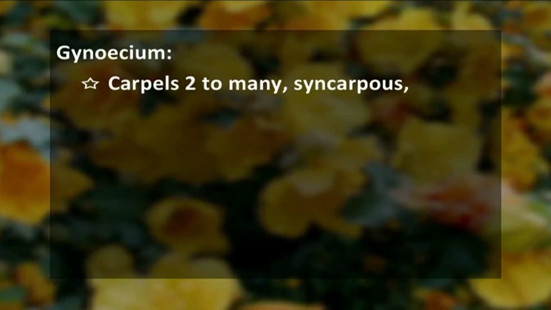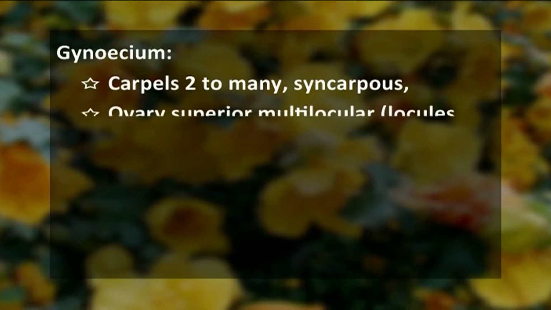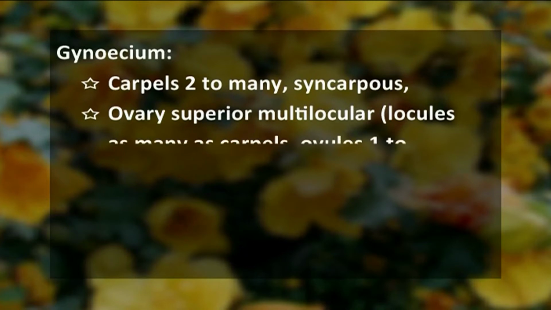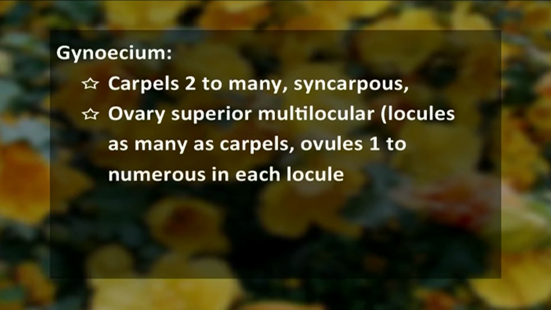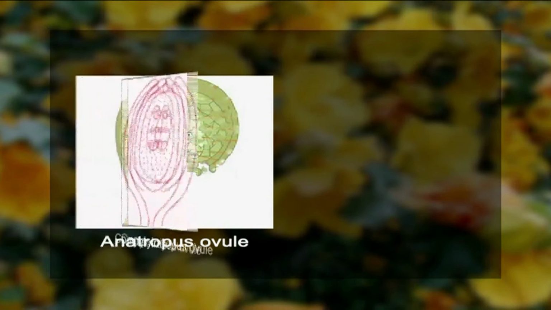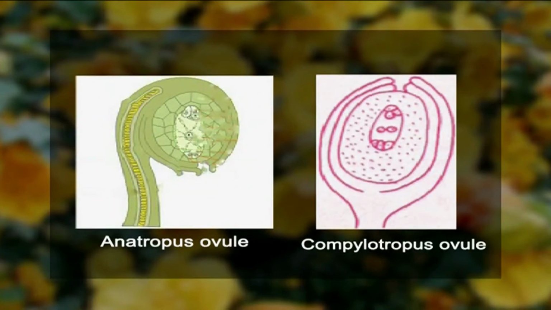The gynoecium comprises carpels. The carpels are 2 to many in number. They are fused. That's why we call this gynoecium syncarpous. The ovary is superior, multilocular. That means locules are as many as there are carpels. The ovules are either solitary or they can be numerous in each of these locules. The ovule is anatropous, or sometimes it can be campylotropous.